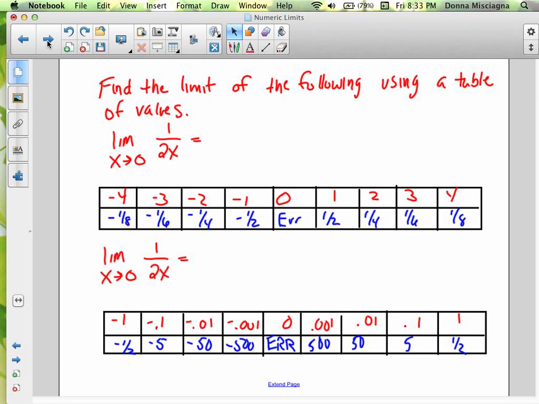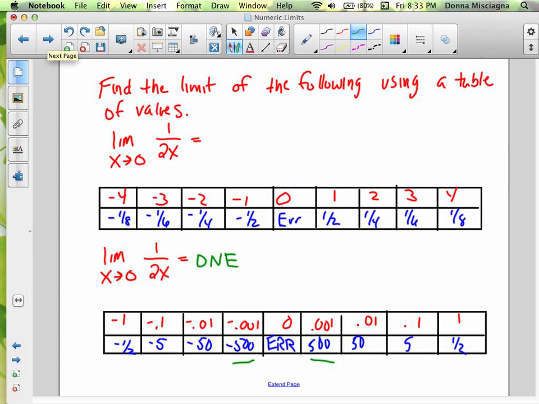As we get even closer to 0, our values on the positive side are getting larger. On the negative side, they're getting larger too, but in the negative direction. Right? So as x approaches 0, are we approaching the same value? Well, we can see pretty clearly here, -500 and 500, that's not the same value, right? So our limit as x approaches 0 does not exist.